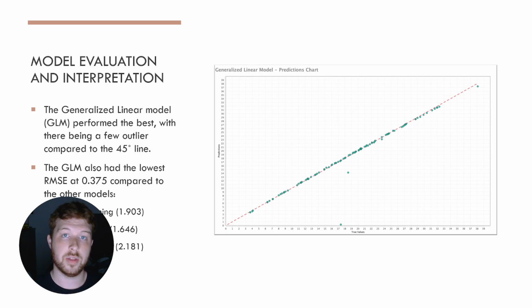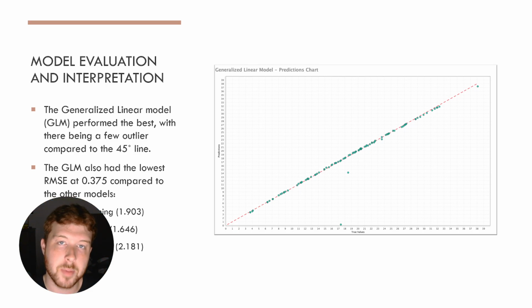2.181. Now, in this situation, when it comes to prediction models, you want to have as low of an RMSE as possible. That generally implies that there are going to be fewer instances of the models completely going off of the intended target, which is to accurately and quickly predict the body fat percentages.